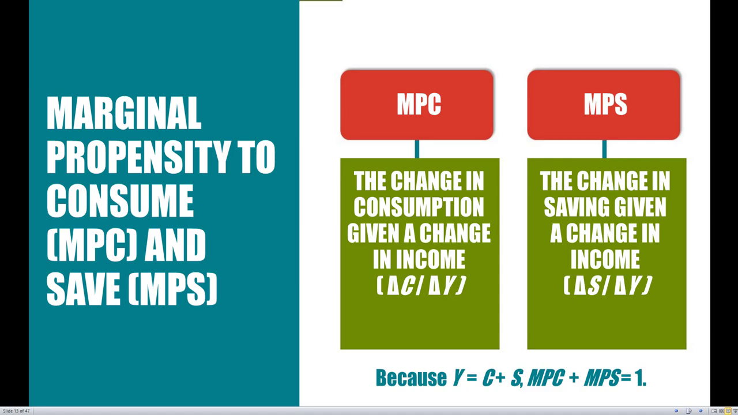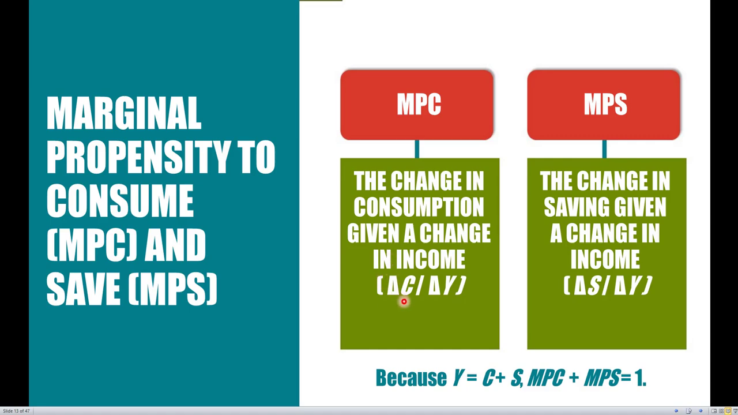So in these marginal cases, we care a little bit more about the additional consumption that we have when we change our income. We care about the additional savings that we have when we change our income. Because we're talking about additional amounts, the calculations are going to be a little bit different as well. So for marginal propensity to consume, this is the change in consumption given a change in income. It's going to be delta C divided by delta Y.